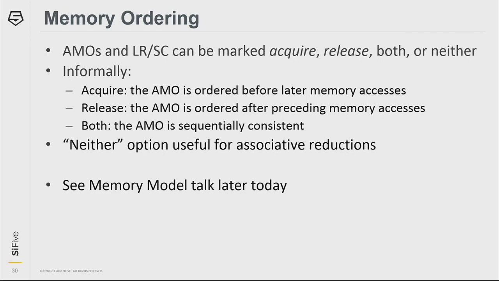So one other detail about the load-reserve, store-conditional and AMO instructions is that they also provide a memory ordering option. They have these acquire and release bits on them, which implement, roughly speaking, the C++ concepts of acquire and release. I'm not going to go into exactly how they differ and what they mean. Dan will do that later this afternoon. But one thing I will point out is that you can optionally not have any memory ordering constraints on them at all, which is useful if you're doing things like associative reduction operations. All the processors can just hammer a variable with AMO whatever to do the reduction, and they don't have to be slowed down by memory ordering constraints.